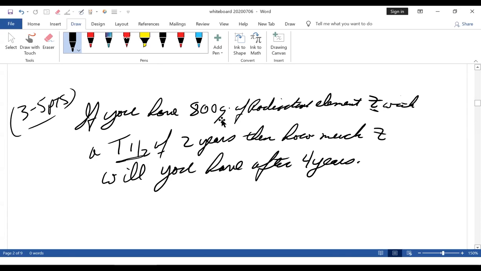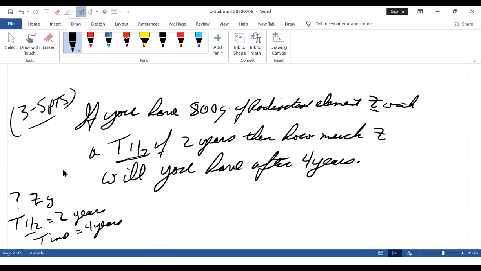If you have 800 grams of a radioactive element, Z, with a half-life, that's what T1/2 means, of 2 years, how much Z will you have after 4 years? So let's take a look at how you do this. Now there's a fancy formula, but for the way I do it, you don't need it. What are we trying to find? Grams of Z. What are we given? Half-life is 2 years, and the time we're trying to measure is after 4 years.